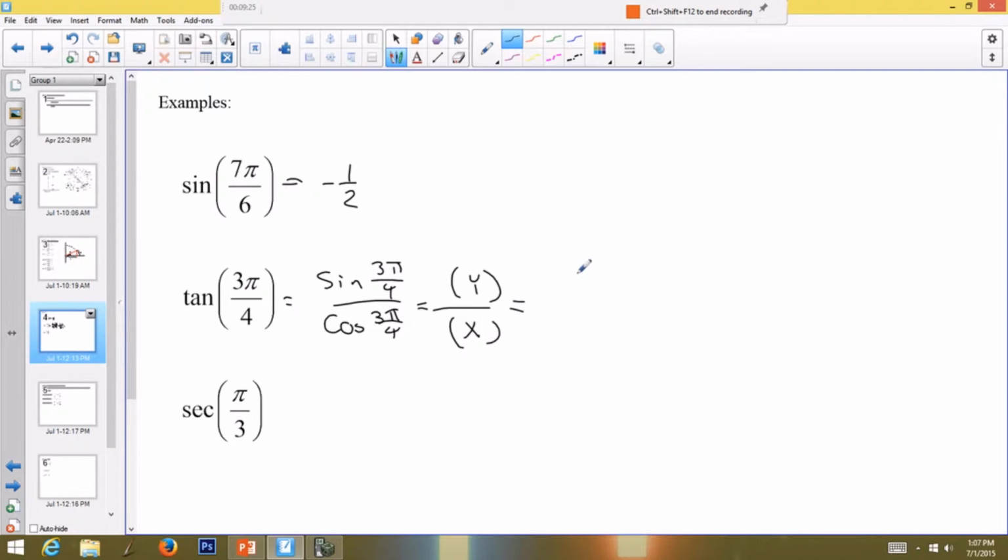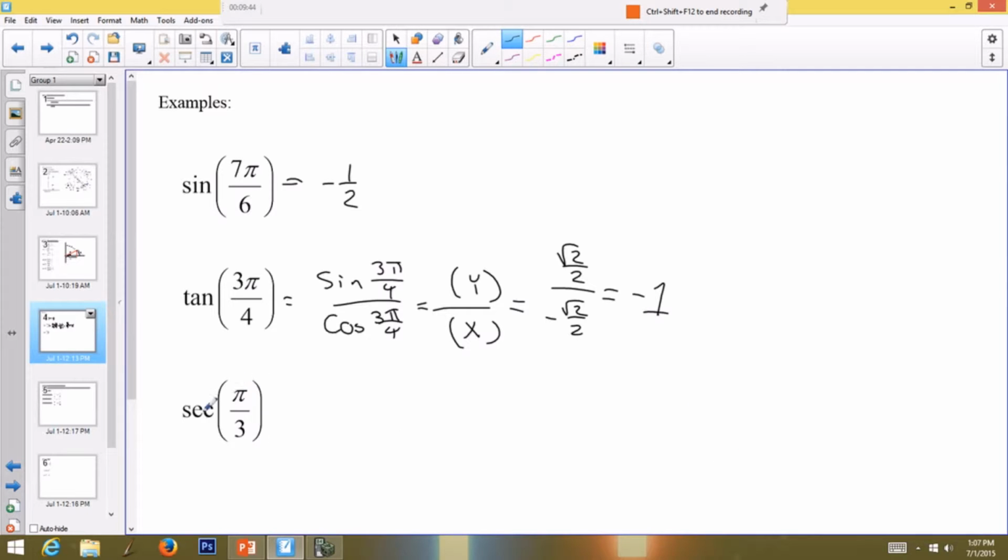So what I'm going to do is, the y value was square root of 2 over 2. The x value was negative square root of 2 over 2. Now when you get the same thing divided by the same thing, it's just 1. And positive divided by a negative is negative. So this reduces down to just negative 1.